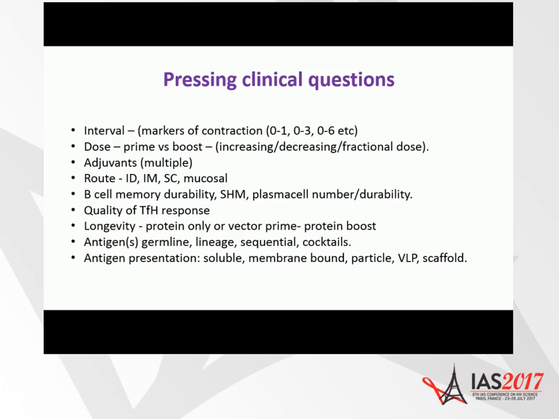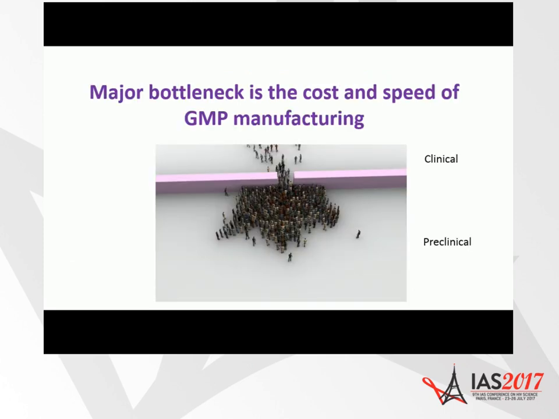Looking at the longevity of protein-only versus vector prime protein boost approaches will be critical. Understanding how new proteins in these contexts talk to the human germline B-cell repertoire is really probably, in terms of a renaissance, where things are going to happen in the next 5 to 10 years, I believe. And then obviously antigen presentation, the way we present these proteins, will be critical to the induced immune response.